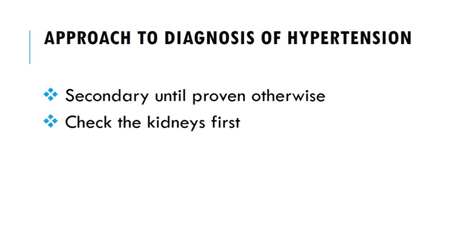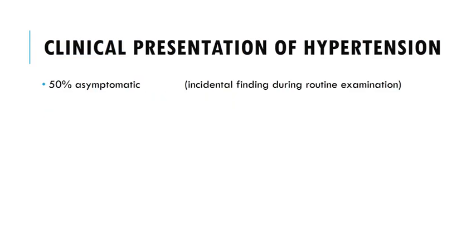So how do we approach the diagnosis of hypertension? As I've said, it is secondary until proven otherwise. Check the kidneys first. And then check the blood pressure in the legs. Remember we said the second category was vascular. Your coarctation is very, very tricky. Check your blood pressure in the legs.